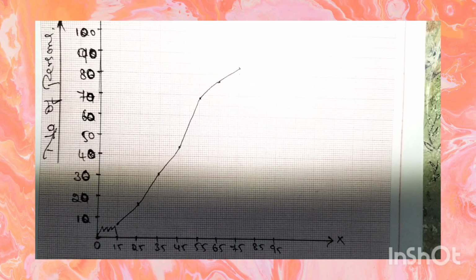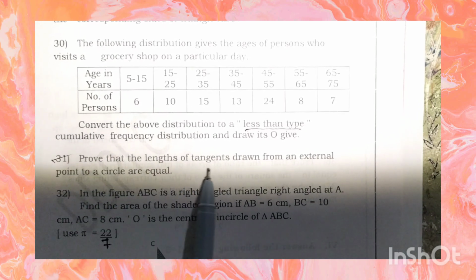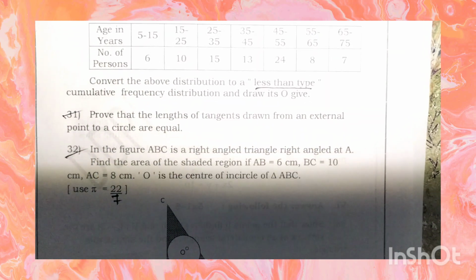After drawing the Ogive graph, the next question is 31st. Prove that the lengths of the tangents drawn from an external point to a circle are equal. This is a theorem, circle theorem. So I won't prove that one. Next I will go for 32nd question.